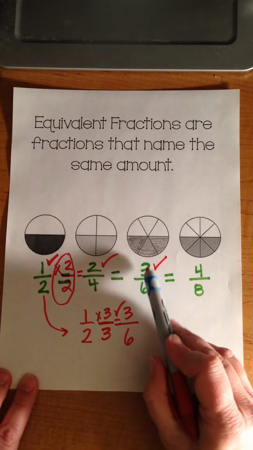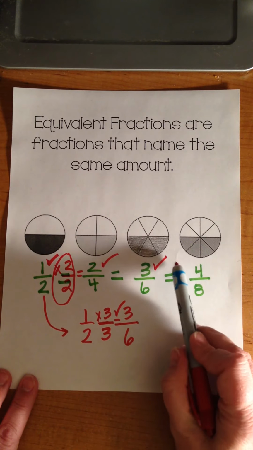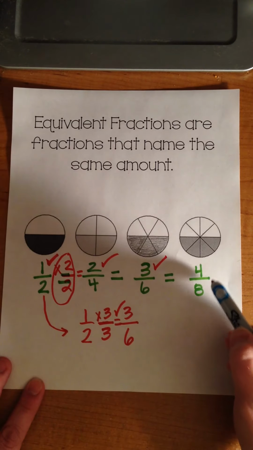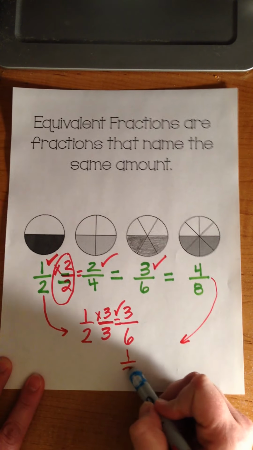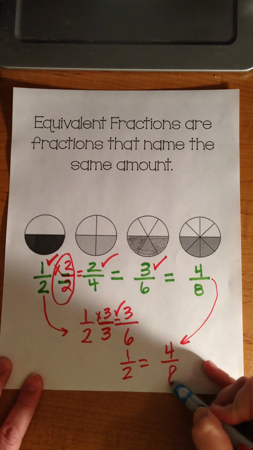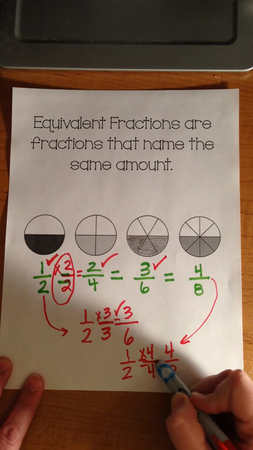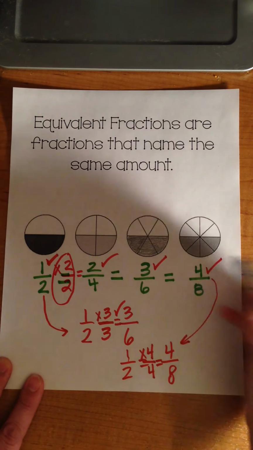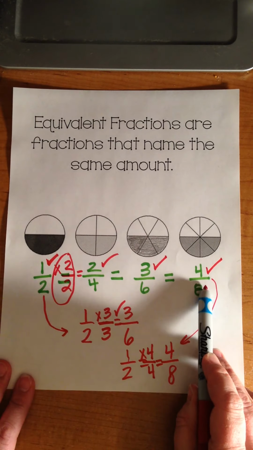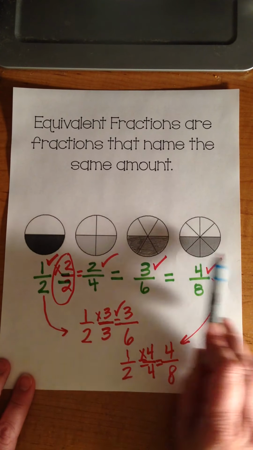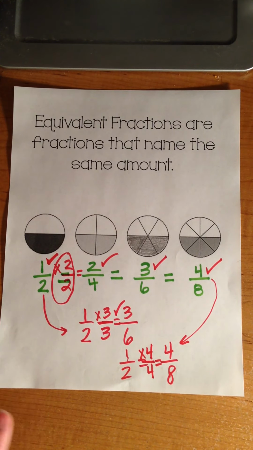Once again, we can't build off of the 3/6 to equal the 4/8, because 3 times what gives me 4? Well, that's not a whole number. So let's bring down the 1/2 again for this one. 1/2 equals 4/8. 1 times 4 is 4. 2 times 4 is 8. So 1/2 does equal 4/8. 1/2 equals 2/4. 1/2 equals 3/6. So therefore, you see it in the model, and you see it by multiplying by 1. They are all equivalent. Now you try the equivalent fraction skill on your own. Good luck.